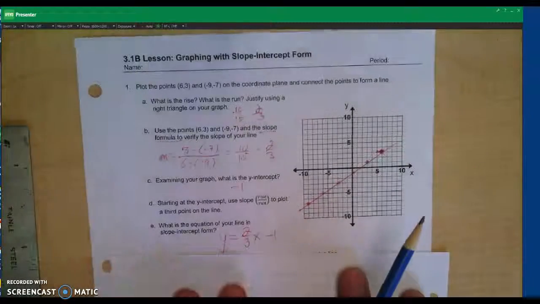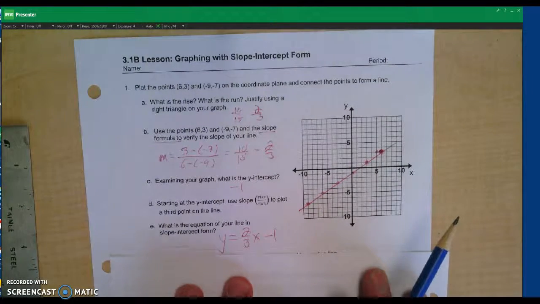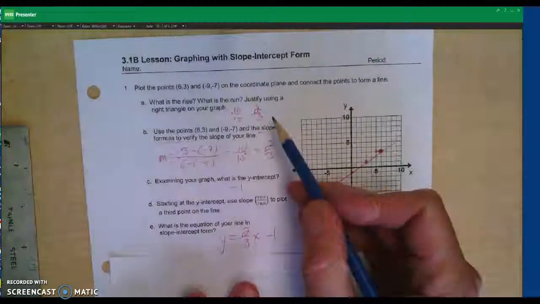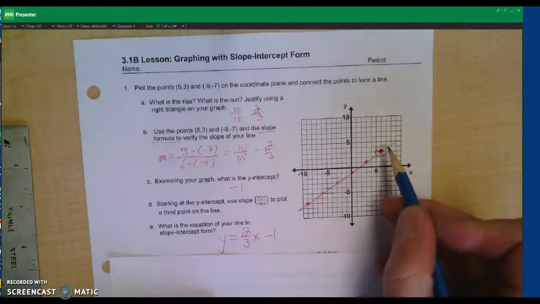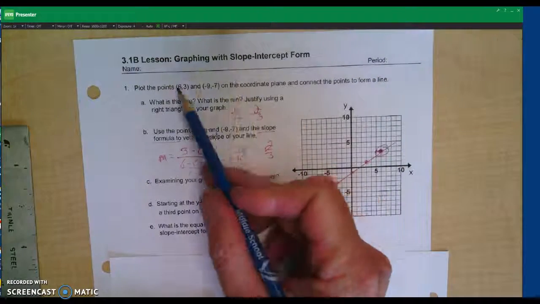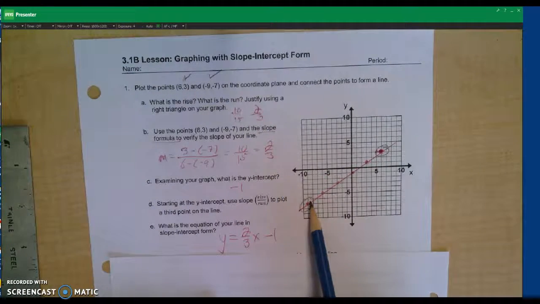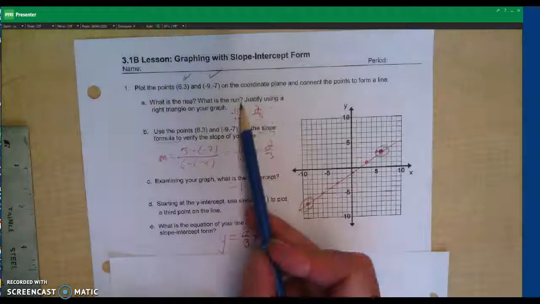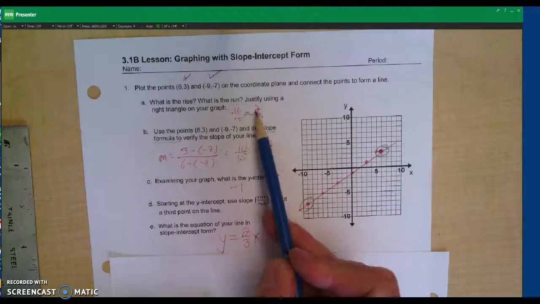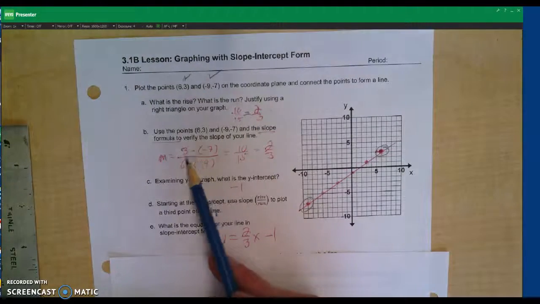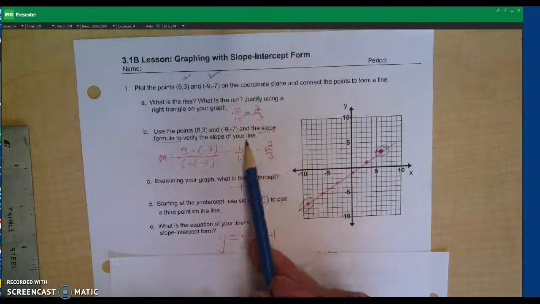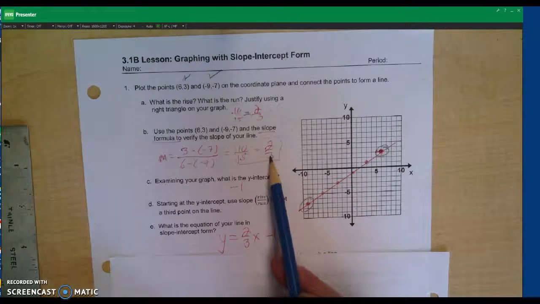Then the magic of video. I did all this, and you guys should have the same thing. So hopefully you plotted these 2 points right here and right here, which are these two ordered pairs. You got a slope of 10 over 15, that's what I wrote here, which simplifies to 2/3. Then you verified it using these ordered pairs, and you got the same slope.